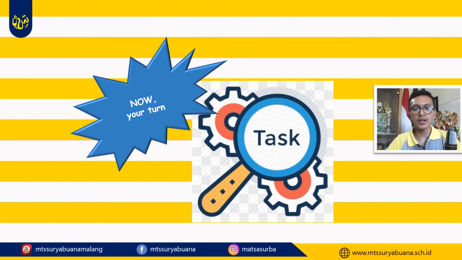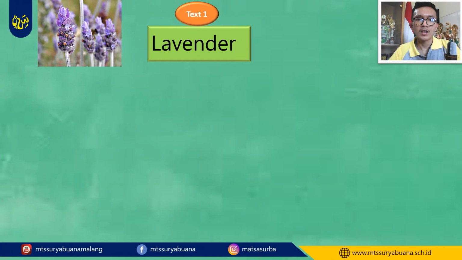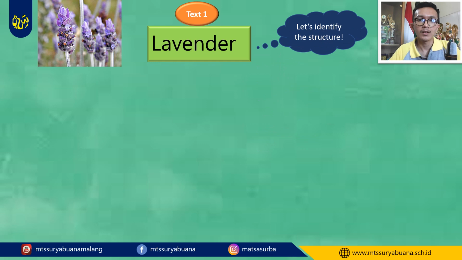Okay, now it's your turn, students, to do the tasks. I will give you a task in the next slide. Okay, this is the task for you. I already provide two kinds of text. This is the first text or text 1. The title is lavender. Okay, what you have to do here is to identify the structure of this text.